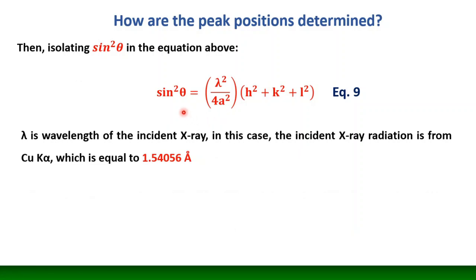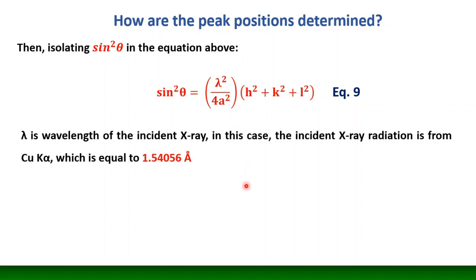Then, if you isolate the sine squared of theta, we have that sine squared of theta is equal to lambda squared over 4 times the square of the lattice parameter, so this factor multiplied by h squared plus k squared plus l squared. This is equation 9, okay? So equation 9 basically correlates the angle theta, half of the angle where the peak shows up in the XRD pattern, with the square of each Miller index summed up, with the wavelength of the incoming X-ray, and with the lattice parameter of the sample, okay?